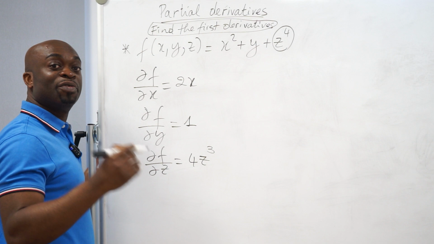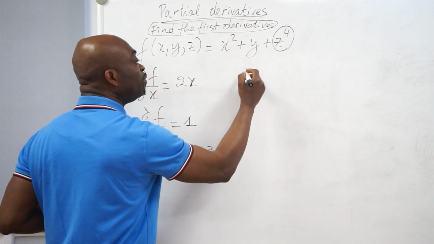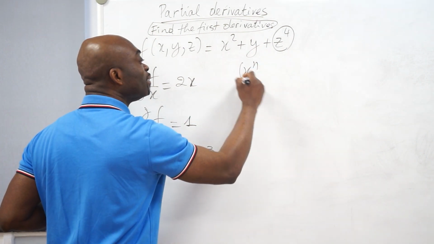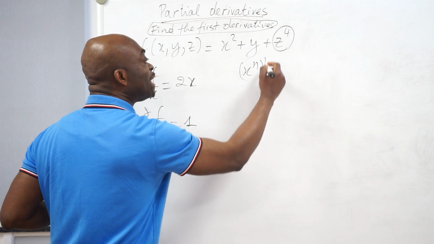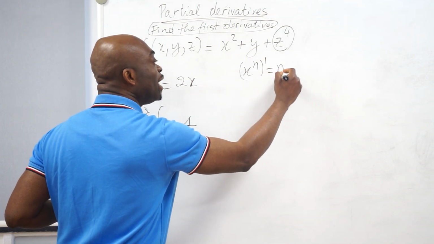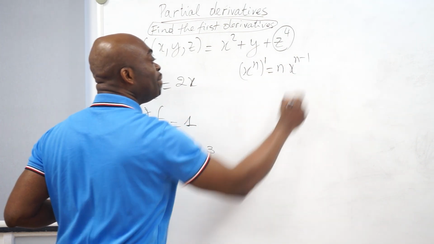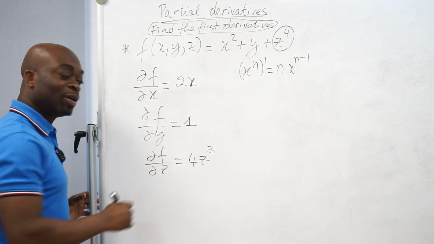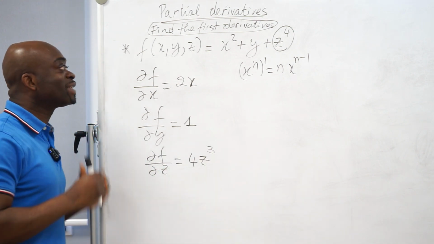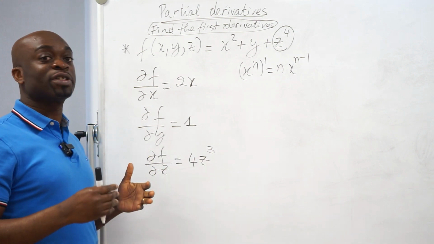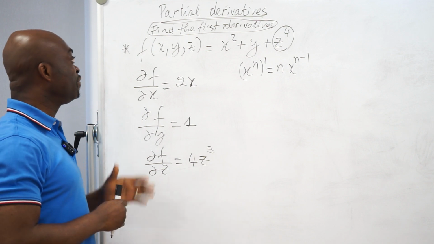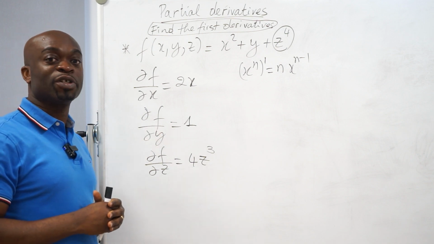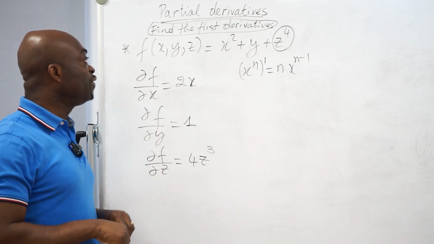By using the derivative formula, the derivative of x to the n is n x to the n minus 1. So that's 4 down, z to the third power. This is how we deal with the first partial derivative of these multiple variable functions.